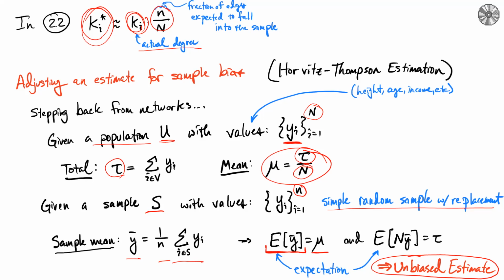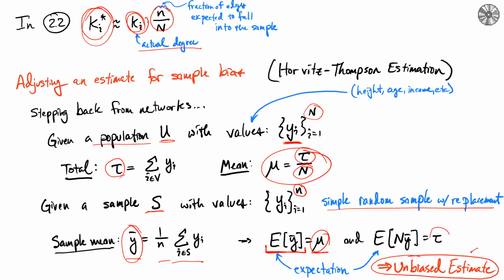So again, every time you take a sample, you're going to get a different sample mean. But the idea is that the expected value of that sample mean is equal to the population mean. And that's what we mean by an unbiased estimate. So it means that if there's a statistic that we're interested in, in expectation, we get that statistic, and we get it in an unbiased way.